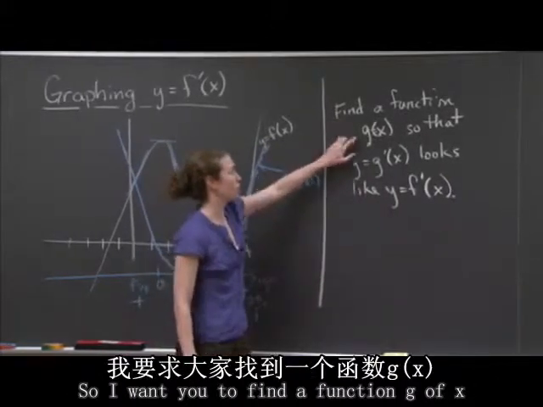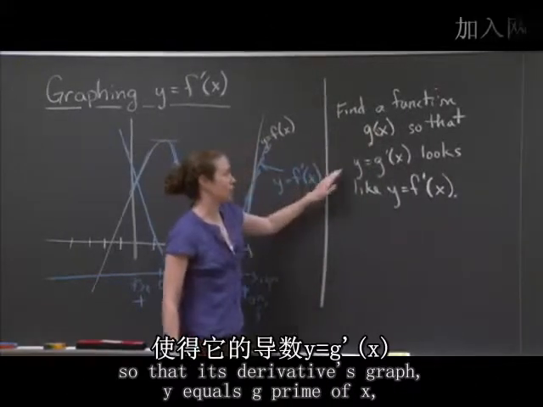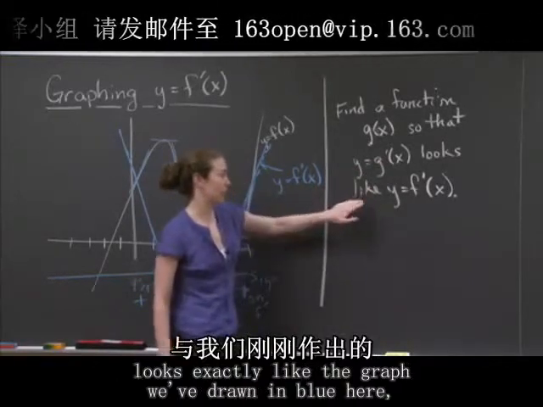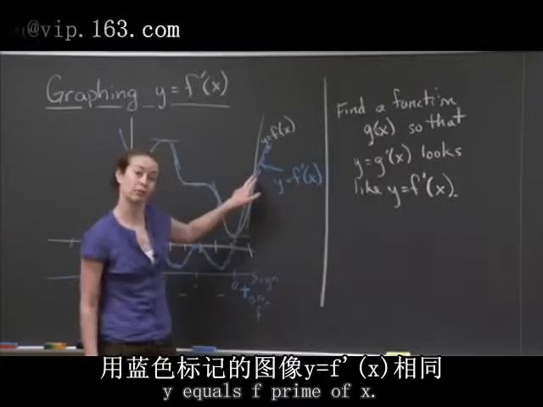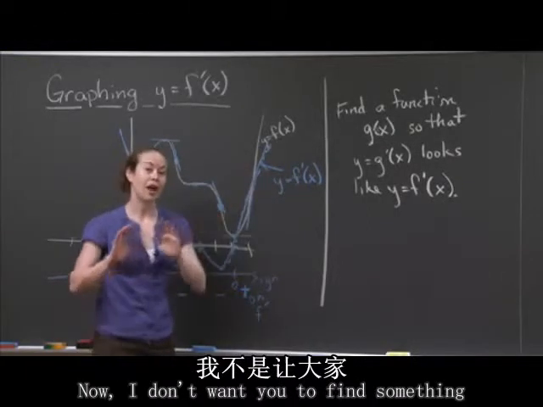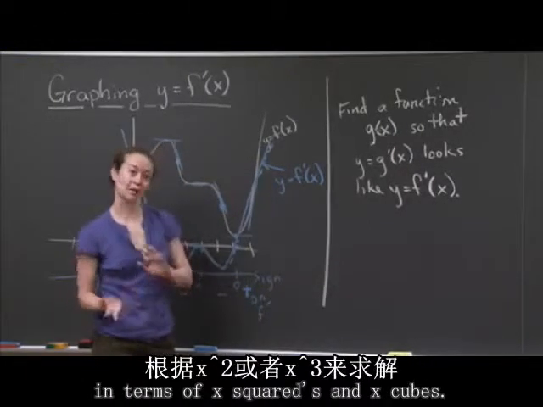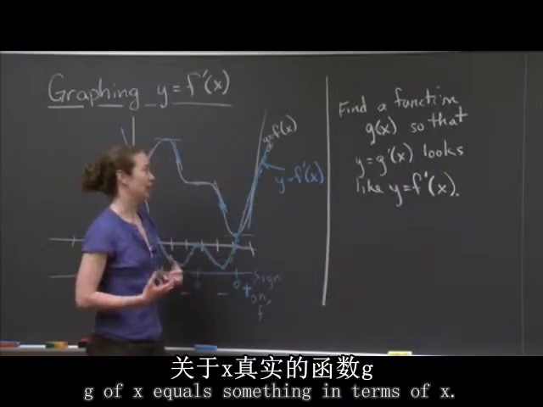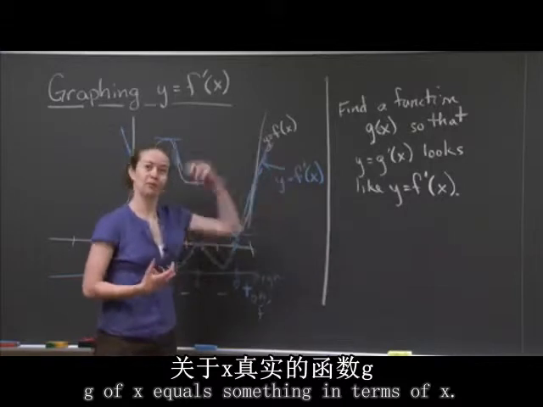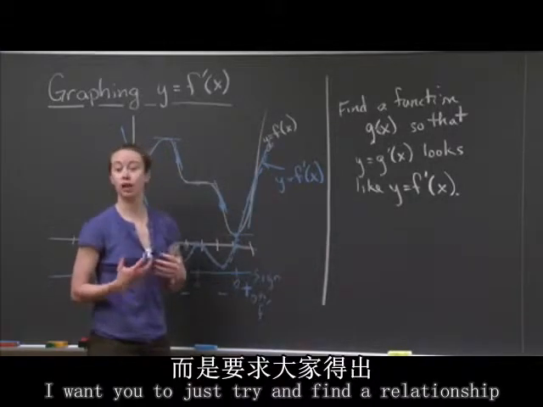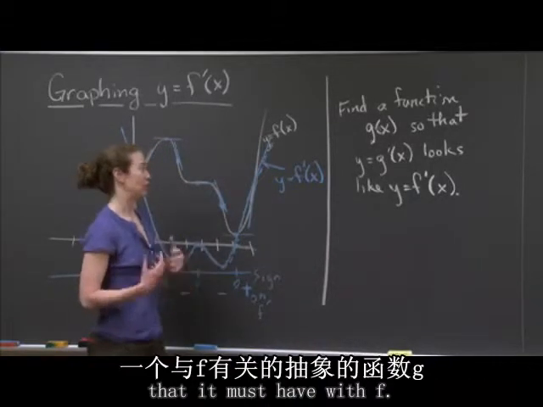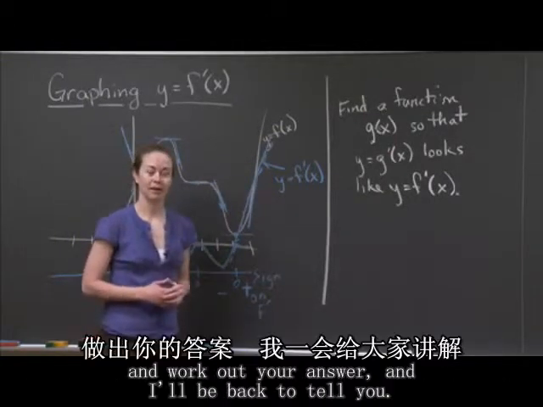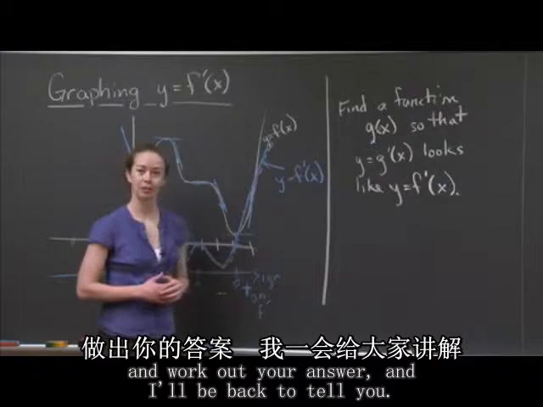So I want you to find a function g of x so that its derivative's graph, y equals g prime of x, looks exactly like the graph we've drawn in blue here, y equals f prime of x. Now, I don't want you to find something in terms of x squareds and x cubes. I don't want you to find an actual g of x equals something in terms of x. I want you to just try and find a relationship that it must have with f. So I'm going to give you a moment to think about it and work out your answer, and I'll be back to tell you.